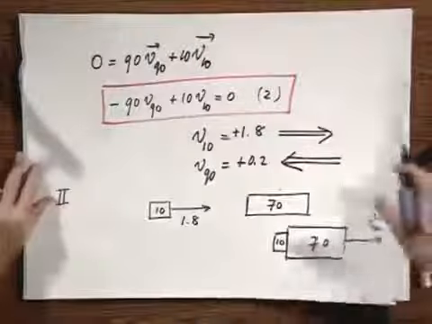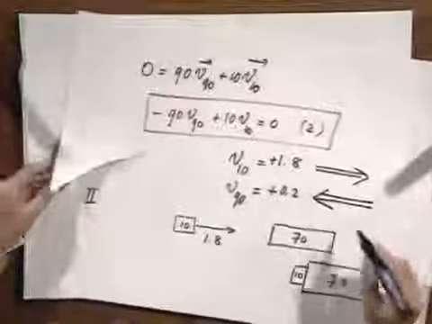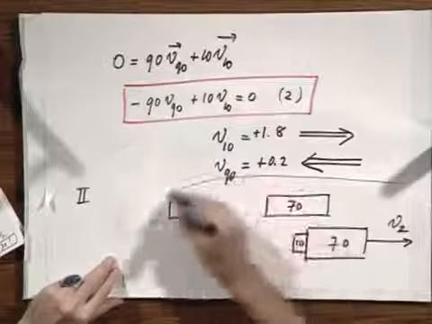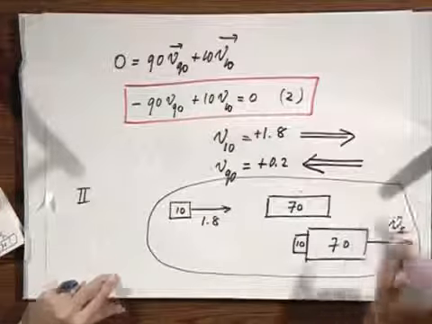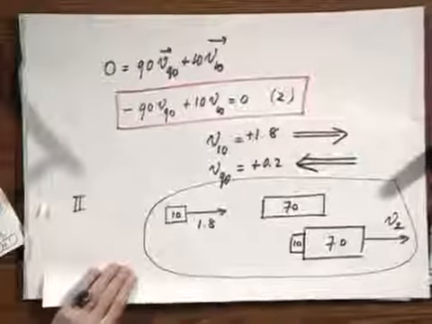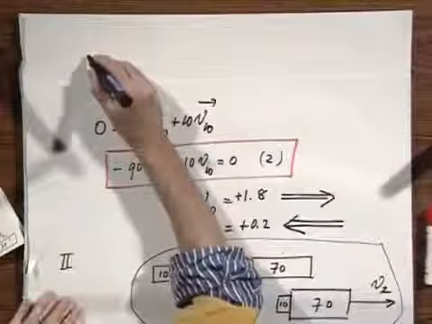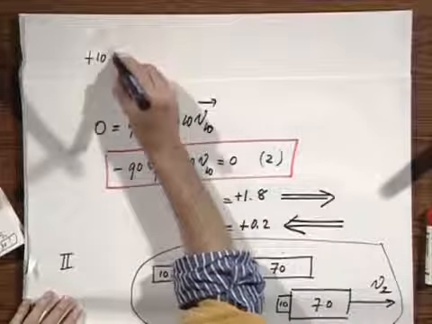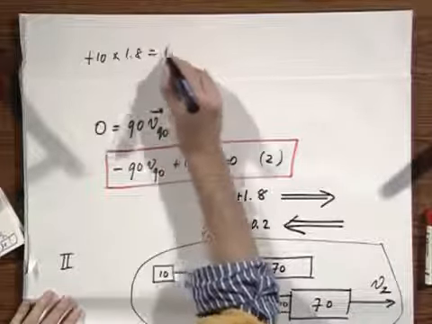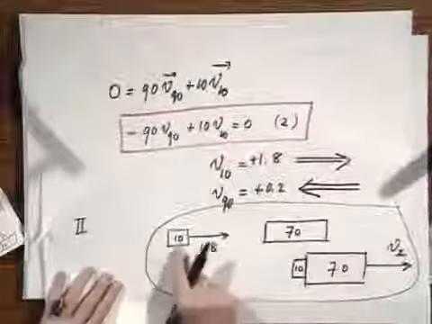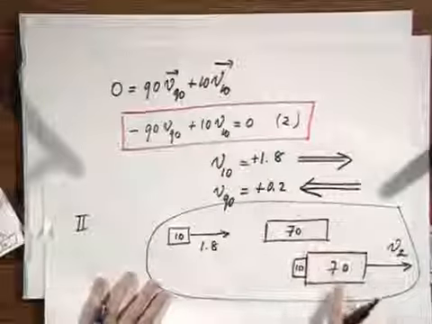Well, no one is shoving anything now, so all I have to take into account in this situation and nothing else is the conservation of momentum. Before the hit, the momentum I have is plus 10 times 1.8, which is 18. The momentum is only in here because this stands still.